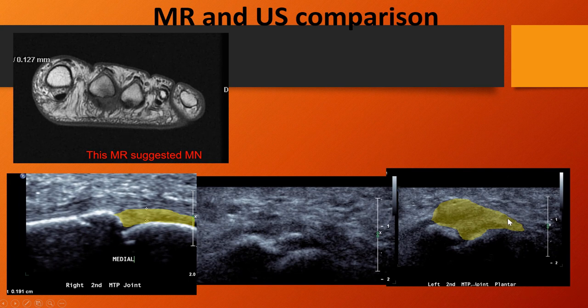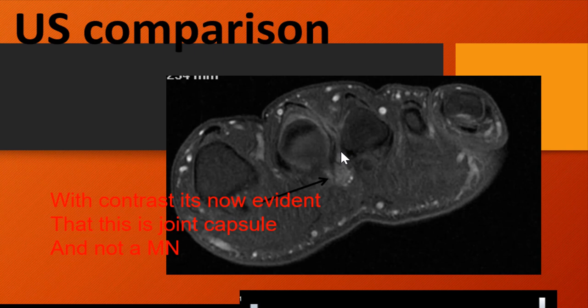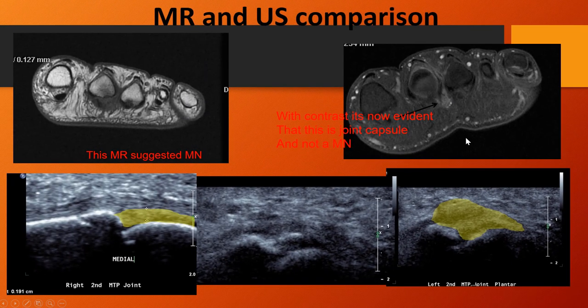So in fact, this capsule and this plantar plate was what was bulging towards the web space so far that it was mimicking a Morton's neuroma. So with contrast MRI, it's a little bit more specific. So in contrast MRI, we can now see that this was just joint capsule protruding and not a Morton's neuroma.